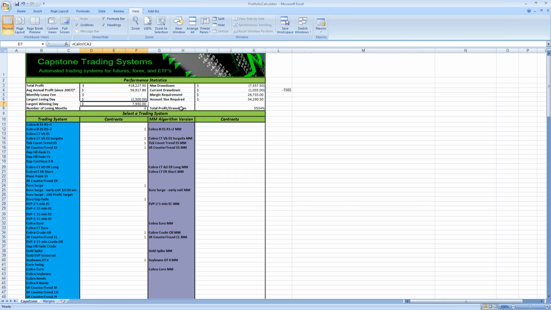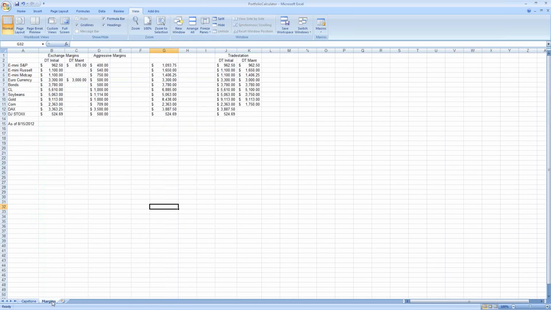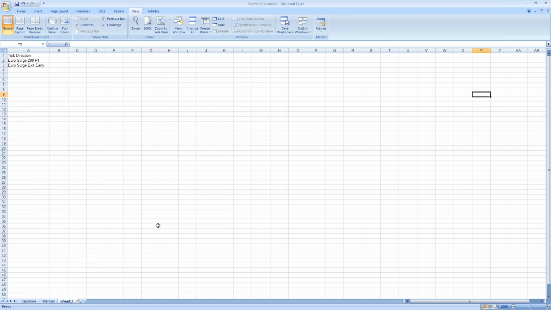You have to look at these numbers. The largest losing day, $2,500. The largest winning day, $79.30. Back in 2008, I think both those numbers were back in 2008. I can unhide some of the tabs and show you that. I forgot which one that is. I think sheet 3. No. Sheet 2.